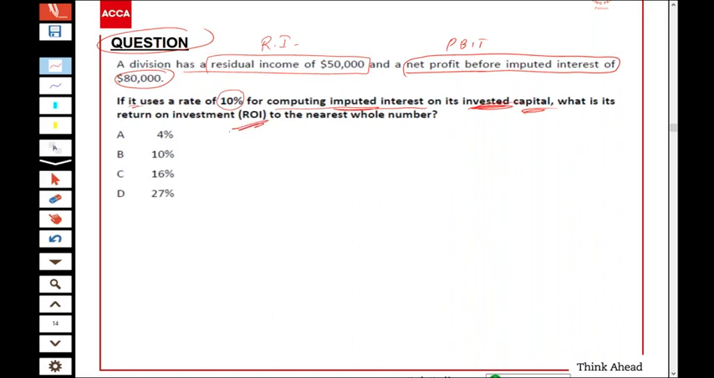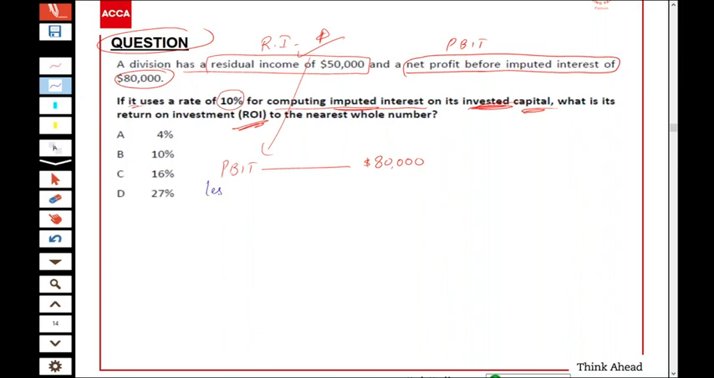Okay, sure. Remember one thing, whenever the question is in the reversal format, just write the format of that thing which is given in the question. And here it is given residual income. So now I am using the format of residual income, that is PBIT, and the PBIT was 80,000.